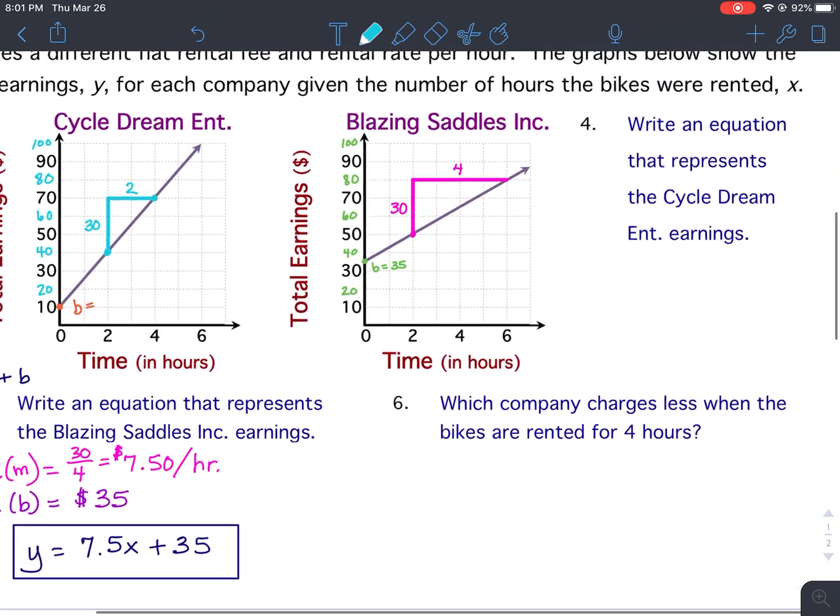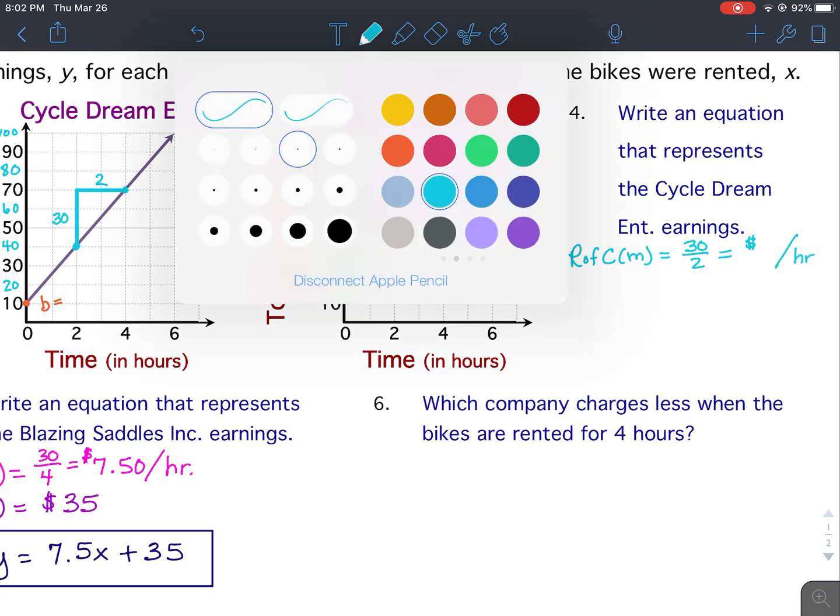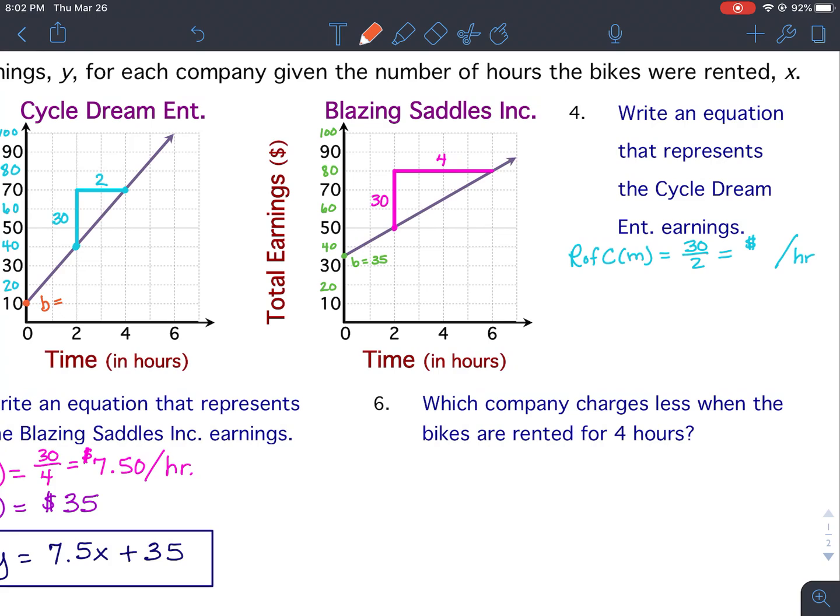So going over to number 4 here, rate of change, which is our slope, is rise over run. Go ahead and divide that out and find how much Cycle Dream charges per hour. Then the initial value, which is your y-intercept, is whatever you wrote right there that I just circled.